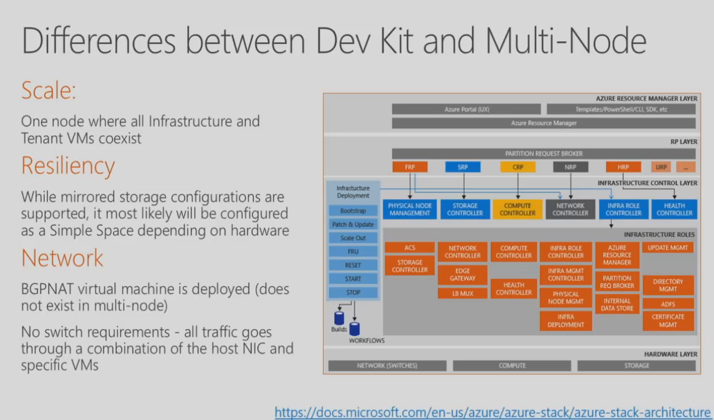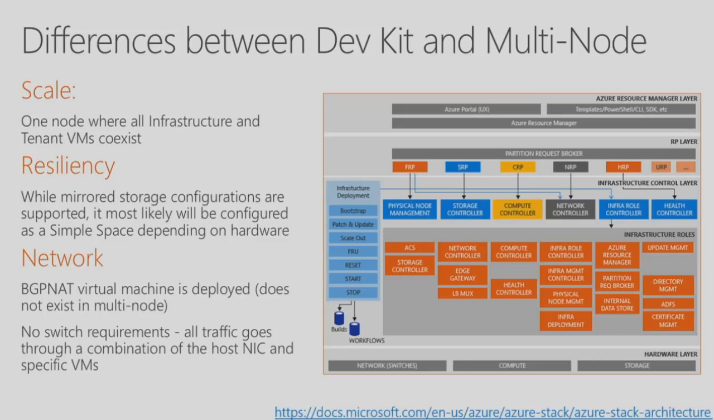So all the tenant VMs, or the user VMs, I should have renamed that, we changed the construct there, all the user VMs and the infrastructure VMs live on that host. That's one of the reasons that you want more RAM, more storage. Resiliency: while mirrored storage configurations are available, depending on how much you have, it is more likely to be configured as a single space or simple space, which means it's way less resilient than the multi-node.